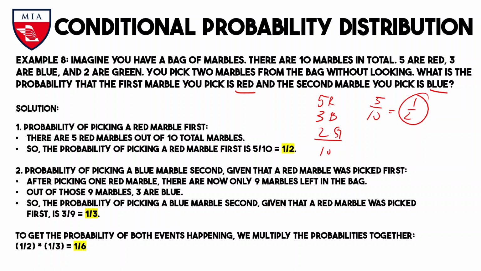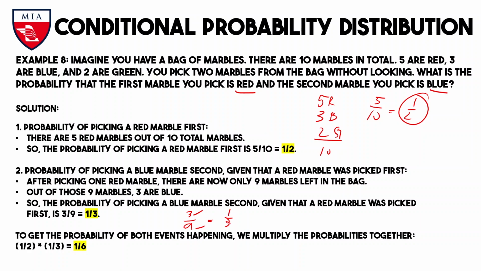Therefore, after picking one red marble, there are only 9 total marbles left. Out of those 9 marbles, 3 are blue. So the probability of picking a blue marble second, given that a red marble was picked and not replaced, is equal to 3 over 9. Because 3 is the available blue marbles and 9 is the available total marbles after you pick a certain red marble. Therefore, we can simplify it as 1 over 3.